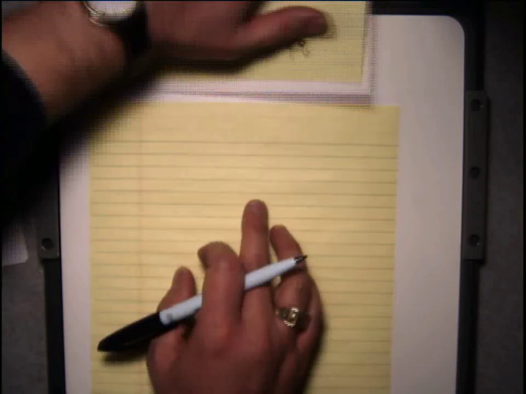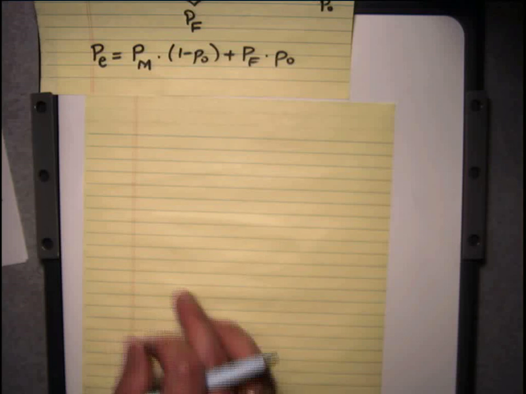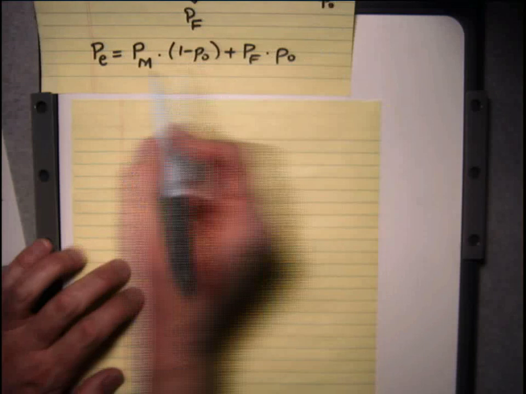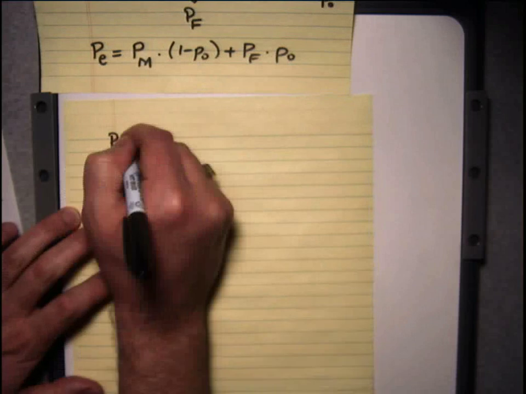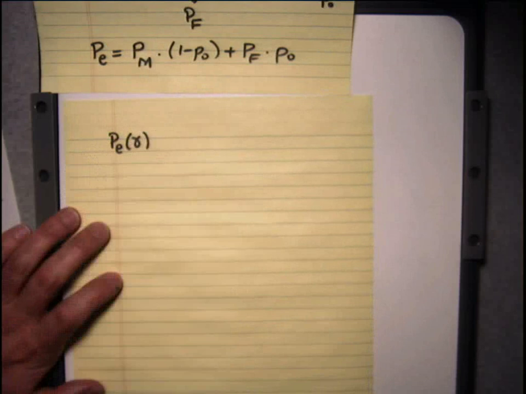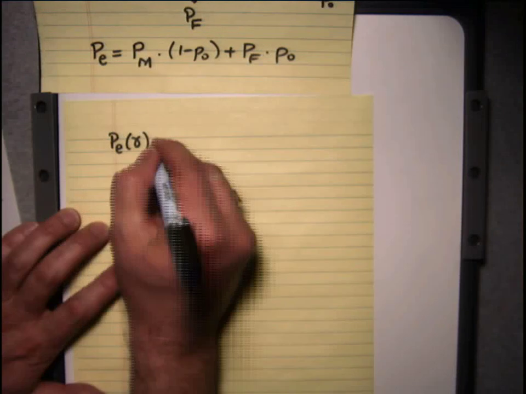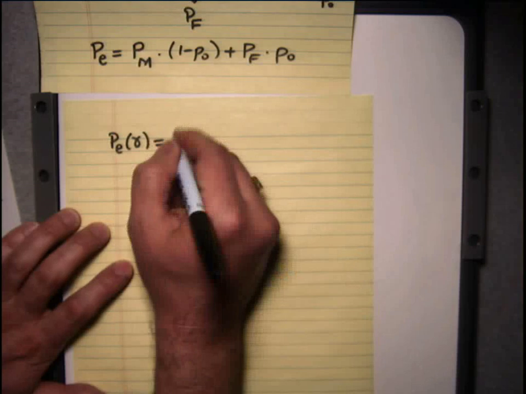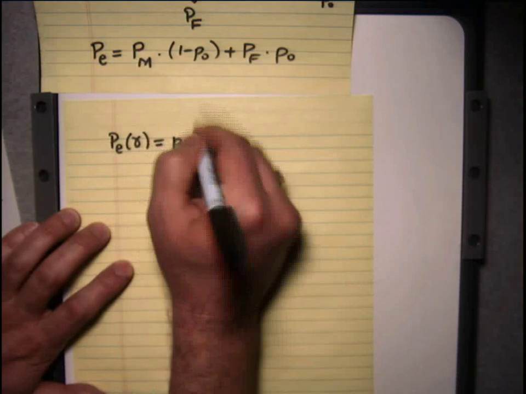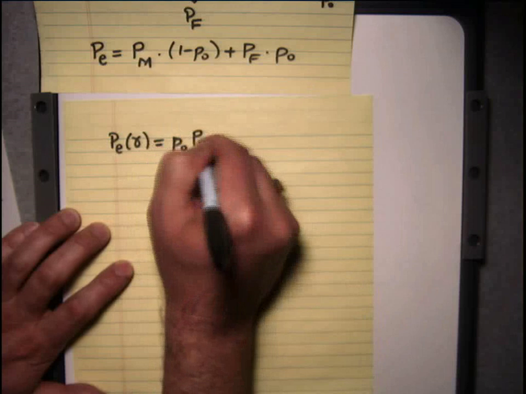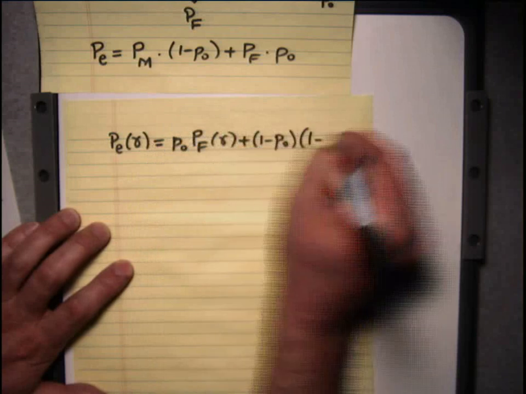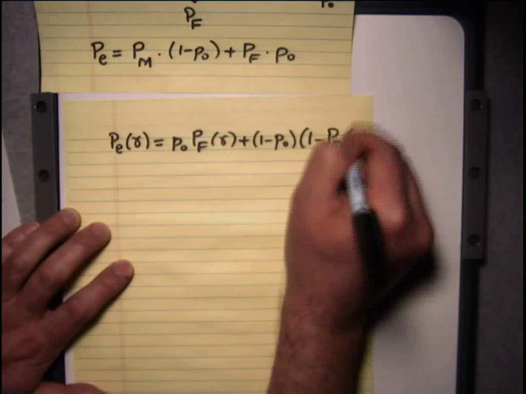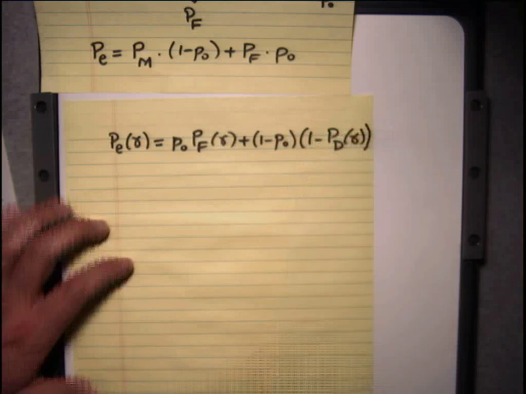Let me rewrite this a little bit differently. I don't want to keep carrying around PM because the thing that we use is the probability of detection. So I'm going to write the probability of error as a function of gamma now. This is a threshold; you can write it as gamma or gamma prime, doesn't matter. This is equal to P0 times the probability of false alarm as a function of gamma, plus 1 minus P0 times 1 minus the probability of detection as a function of gamma.